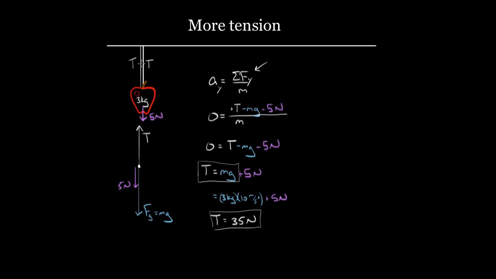Also, if there was another rope pulling up in the same spot as the first rope, now I'd have 2 tensions pulling up. Now I've got another tension force pulling up this way. So what would I do now? I'd have to add another T. I'd have plus T. Well, T plus T is just 2T. So I'd have a 2T here. To solve for T, I'd just have to do 35 newtons divided by 2.